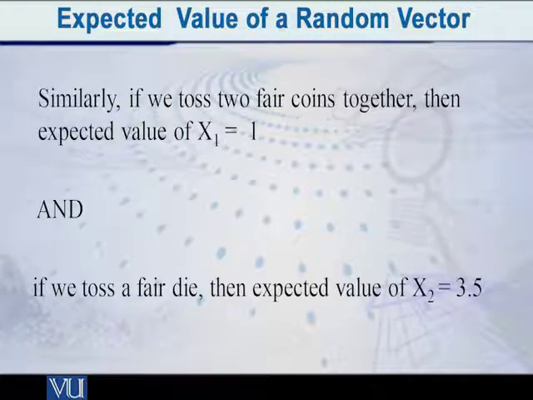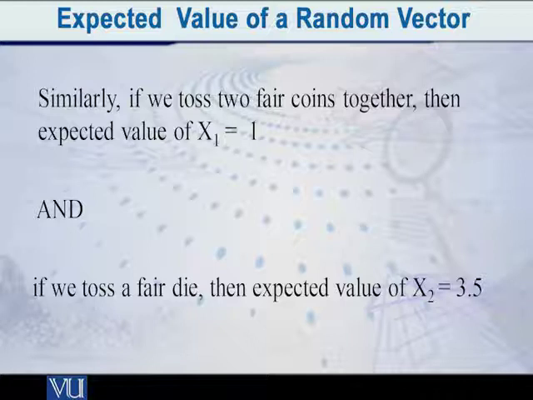Suppose that I toss two fair coins together using my right hand, and I define the random variable x1 as the number of heads that I obtain. Then, students, what will be the expected value of x1? Well, you can work it out using all the formulas that you know, the formula that you should apply in this case. But let me tell you, you can also do it very quickly. The expected value of x1 will be equal to 1.